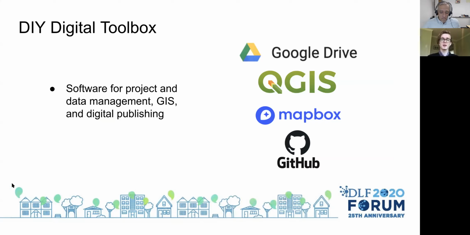So I'm mainly going to talk about the digital side of things, the applications and systems that we used and how specifically we used them for this project. So the main applications and systems that we used were Google Drive to help store and share our data in digitized files, QGIS for visualizing spatial data, Mapbox for hosting a map, and GitHub for digital publishing. And we'll get into the specifics of those later on in this presentation.